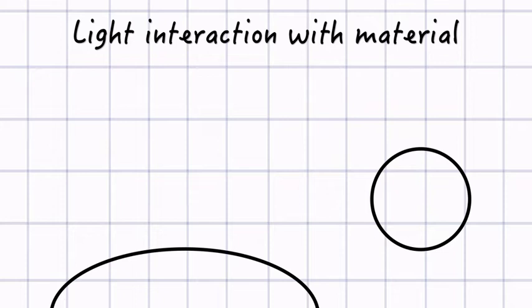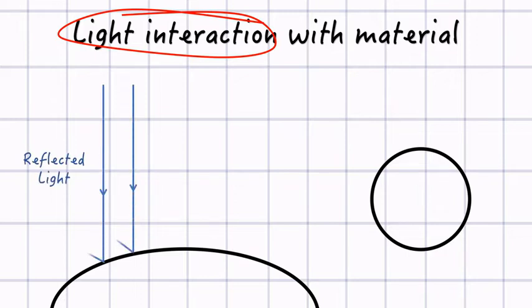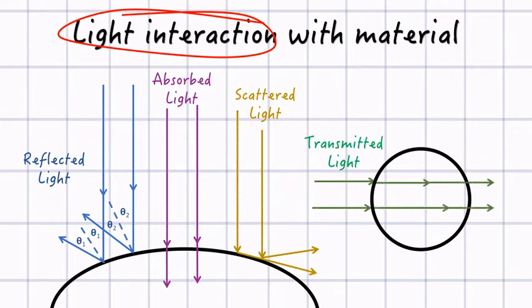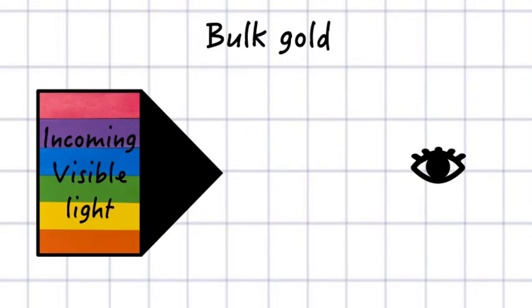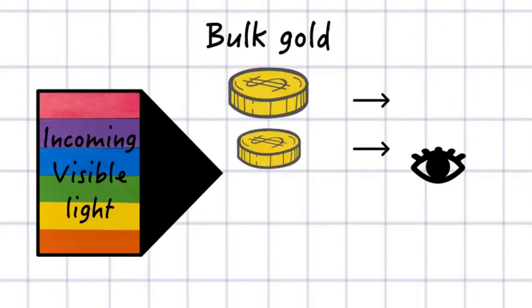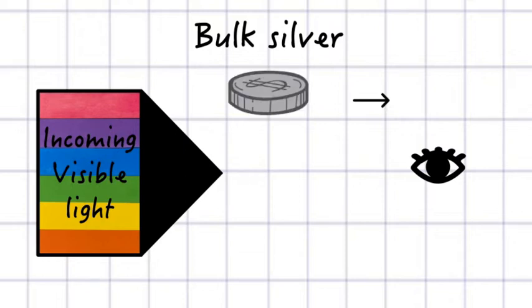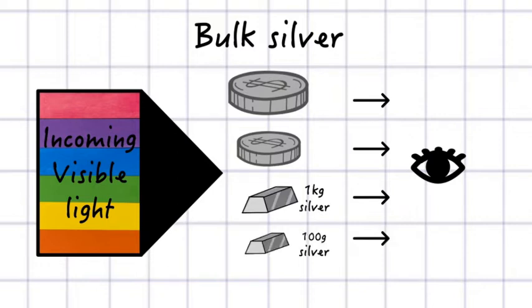The color of any material depends on how the material interacts with the incoming light. When the light interacts with bulk materials, the amount of reflected, scattered, absorbed, and transmitted light decides the color we see and is unique for the material itself. For example, if you have several gold coins and bars with different sizes, all of them will be gold in color. Similarly, if you have several silver coins and bars with different sizes, all of them will be silver in color.